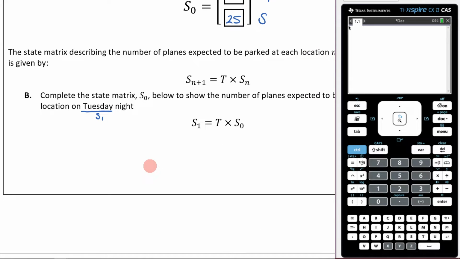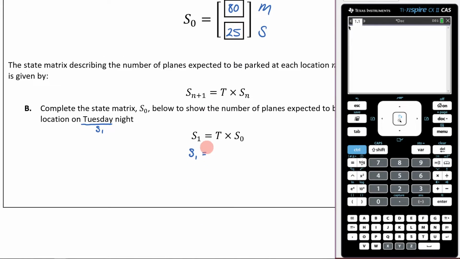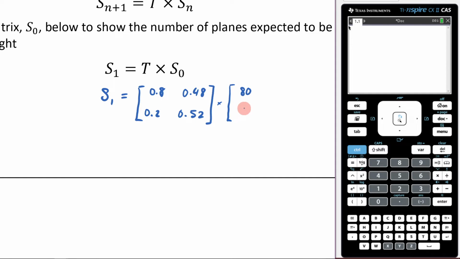So to get that, what we're going to do is say S1 is going to be equal to my transition matrix, which is simply what is written up here, multiplied by my initial state matrix. And that's what we're going to write here. So we're going to come here and I'm going to go 0.8, 0.2, and then my next one was 0.48, 0.52, and that is going to be multiplied by 80 and 25. And then we close that off.